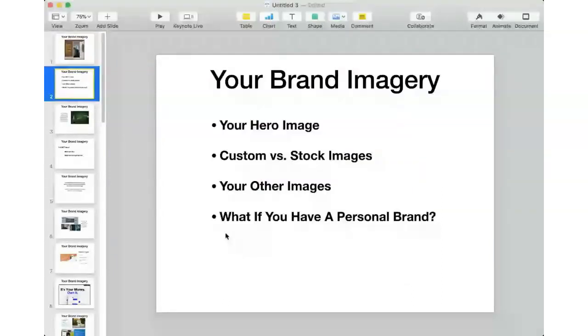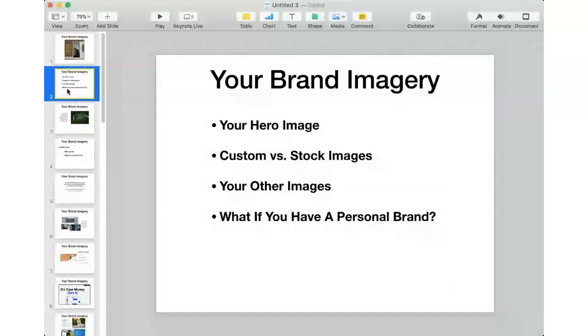We want to talk about your brand imagery, and I'm going to do this in 4 areas. We're going to focus on 4 areas this morning. The first one is we're going to focus on your hero image. And then we're going to talk about where I get that hero image from, custom versus stock images. We're going to talk about other images and where you might be able to get those other images.